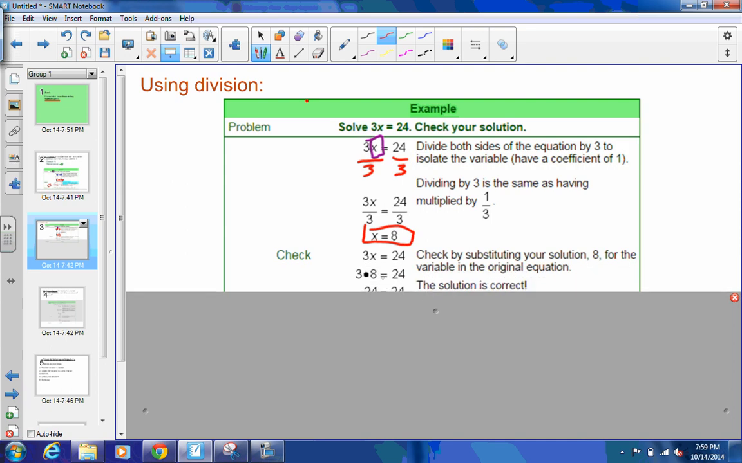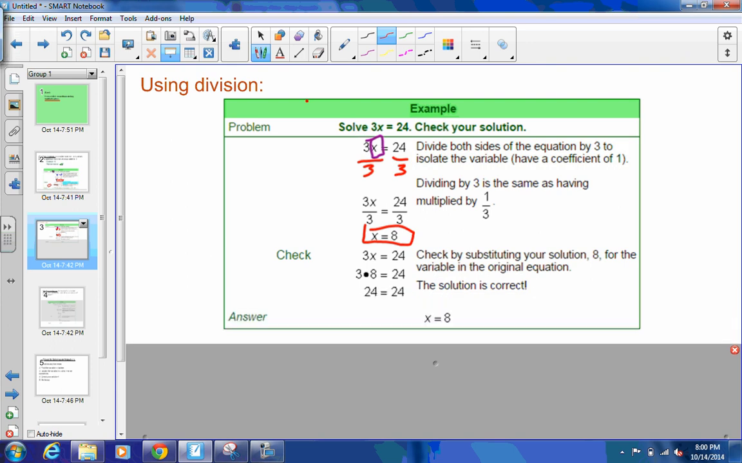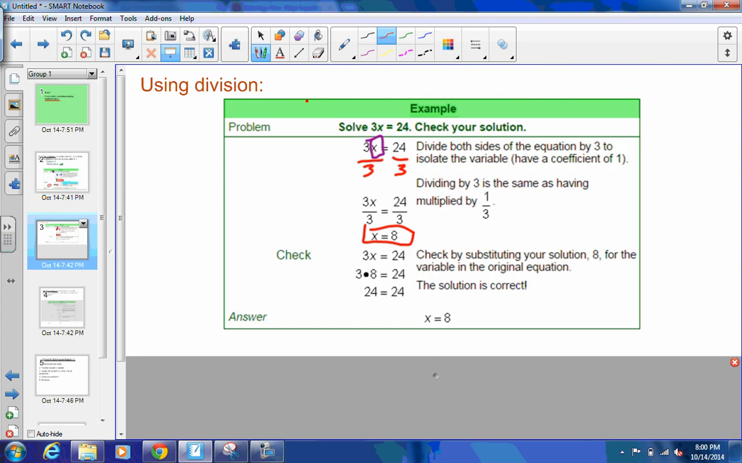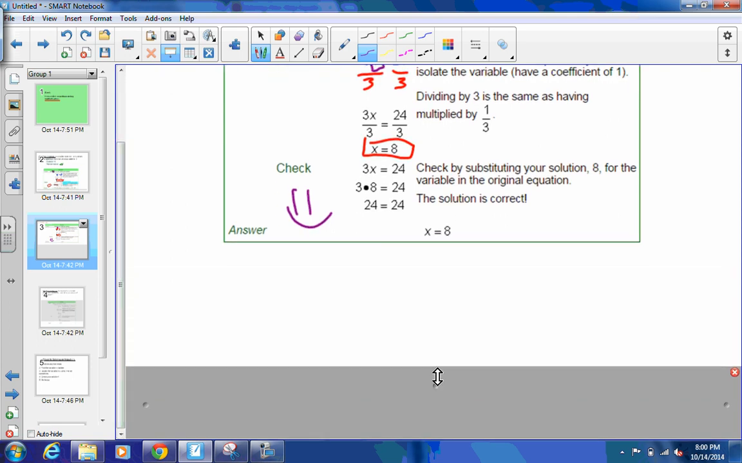Then it's 3 times 8. Because remember, 3x is 3 times x. And 3 times 8 is equal to 24. So x is 8. All right, big smiley face there. And our answer is x equals 8. All right. So let's move on. I think we're pretty good there.